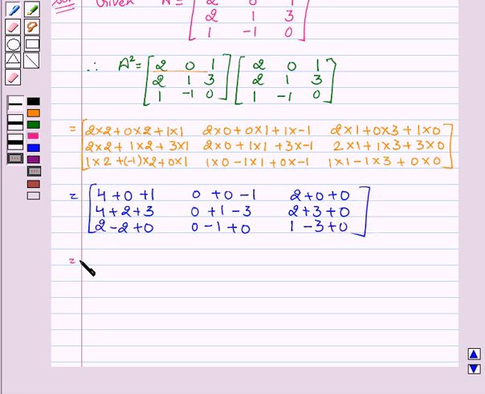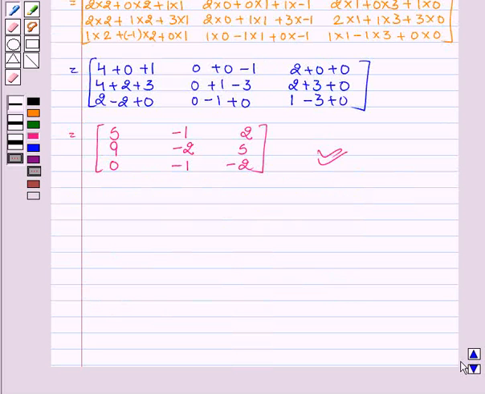This is equal to [5, -1, 2; 9, -2, 5; 0, -1, -2]. So this is the value of A squared. Now we'll find the value of minus 5A.